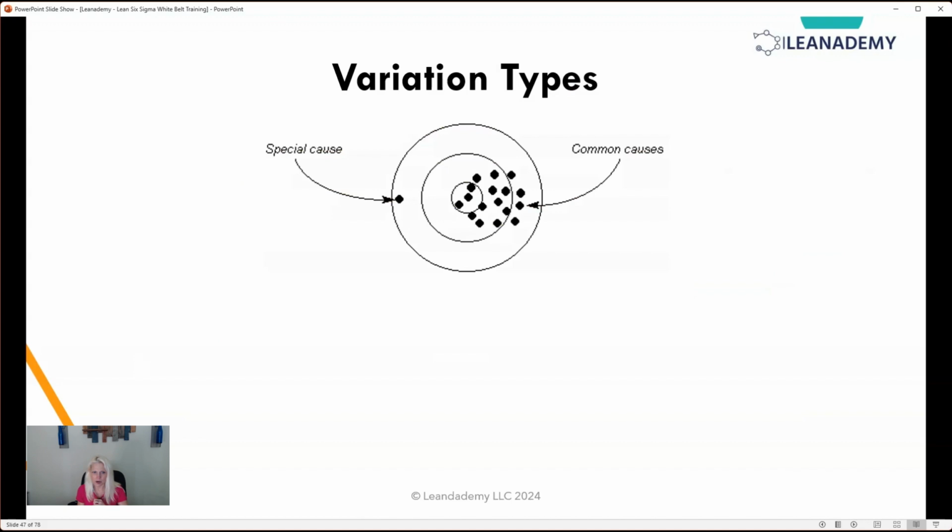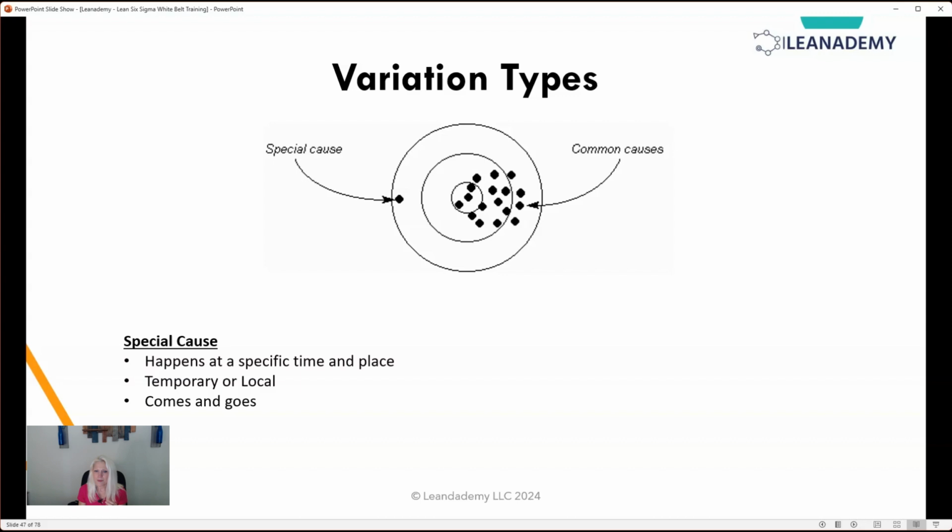We have special cause and common cause. Special cause happens at a specific time and place. It's temporary, local, it comes and goes. I tend to think of special cause from when I worked at AT&T, where they used to see a spike in phone calls. The spike usually happened around Mother's Day, I think the highest spike throughout the entire year. But that was seasonal, so that was a special cause they were able to determine. It does lack statistical control, but if you know that it's going to happen, you can plan for it.